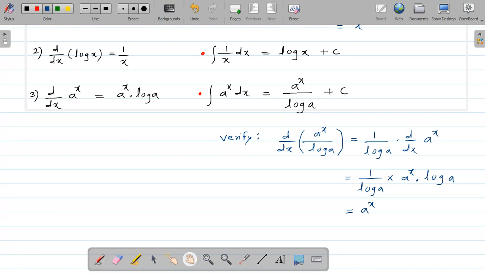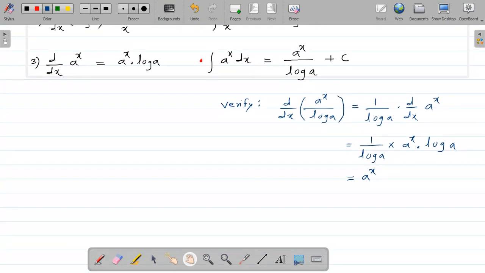So this is the third rule that you have to remember. Okay, now next one, fourth one. You know that the derivative of e raised to x is e raised to x. Now see, e raised to x is a standard exponential function. Here it is a raised to x. Now here it is e raised to x, where e is a real number.